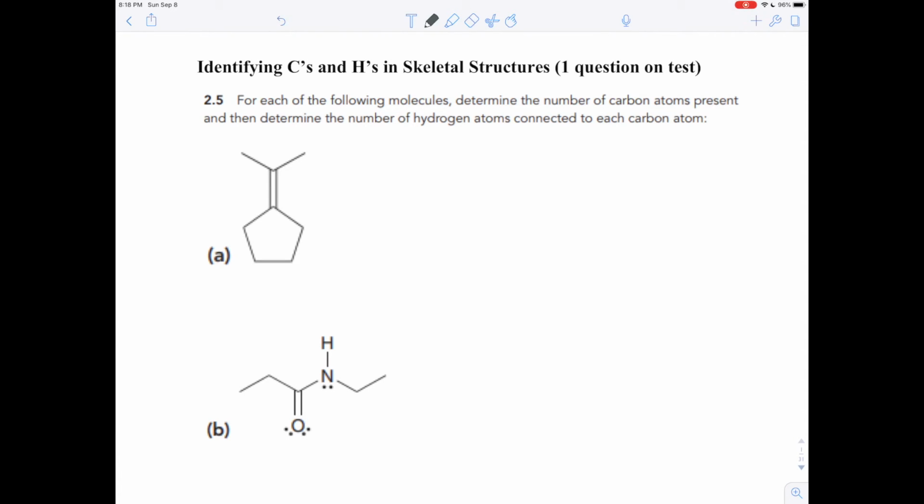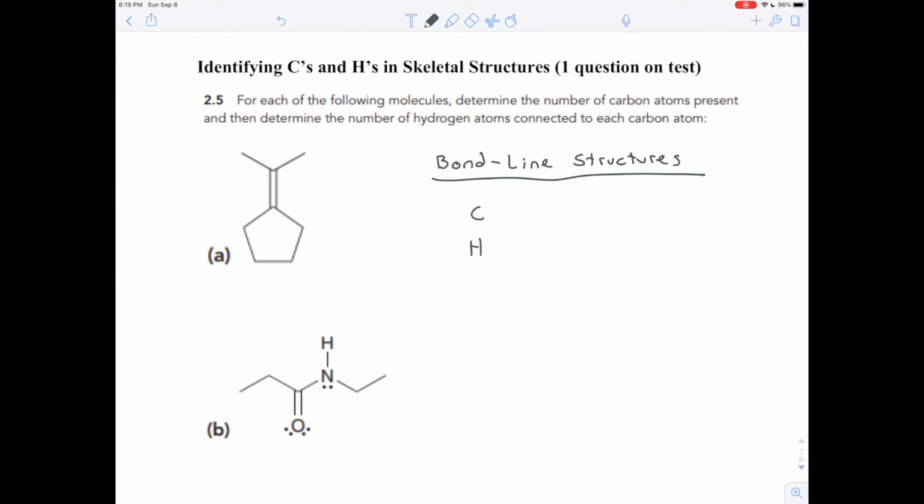Exercise 2.5 is trying to get you used to seeing the carbons and hydrogens in a new way of drawing molecules called bond line structures. In bond line structures, carbons are replaced by points on a line. And hydrogens are not drawn at all. They're still there, they're just implied.